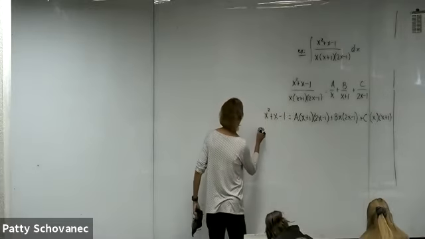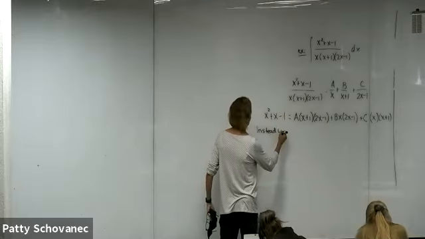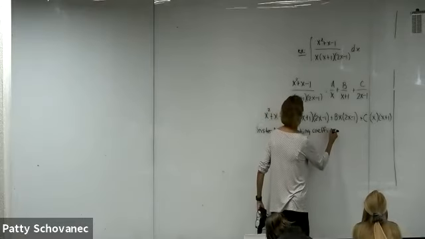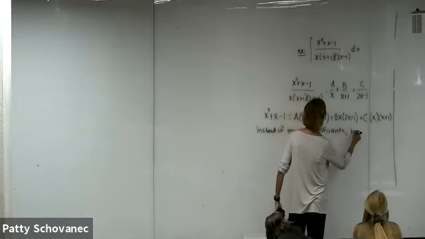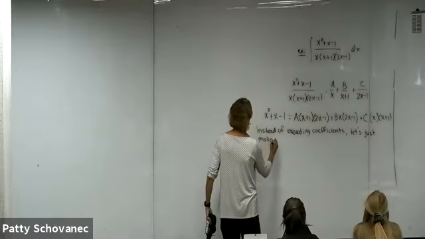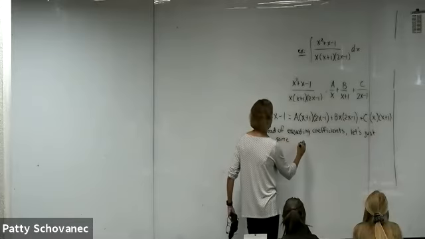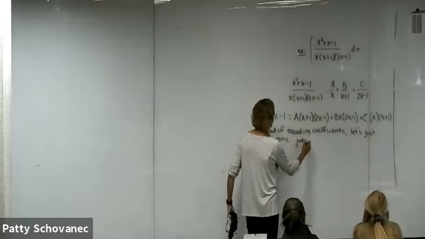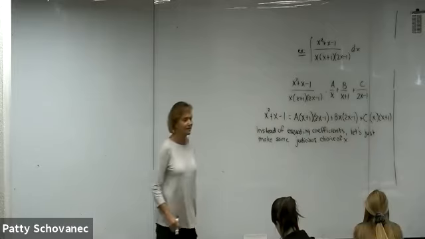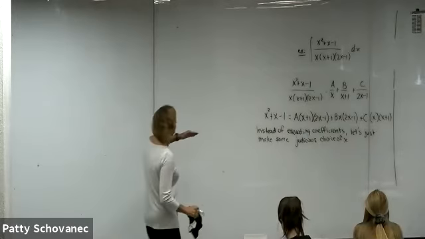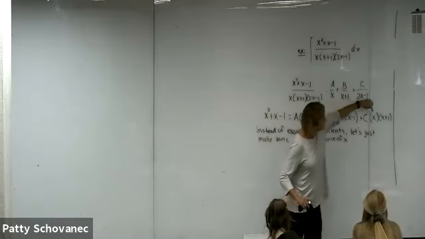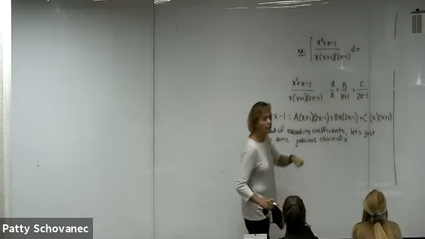So instead of equating coefficients, let's just take, I don't know if I can spell this word, judicious choice of X. For instance, if I take this equation and replace X by -1, 2 of these letters are going to be multiplied by 0, and I'll get B.